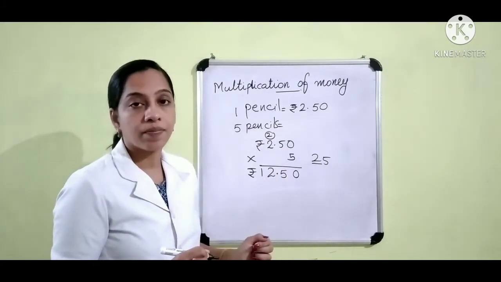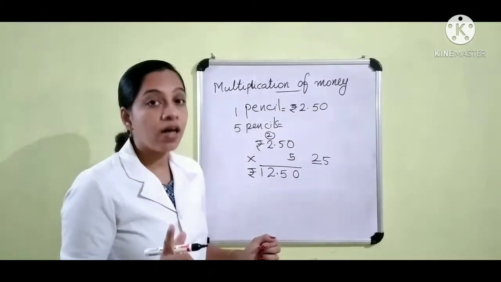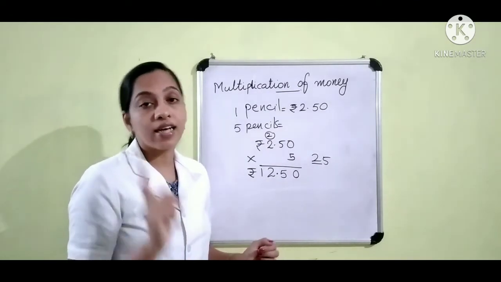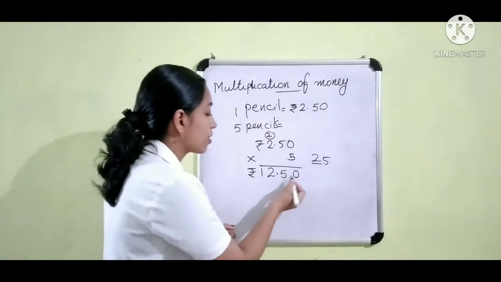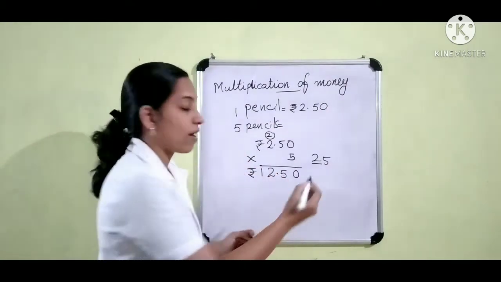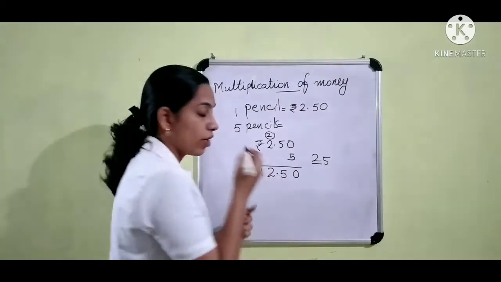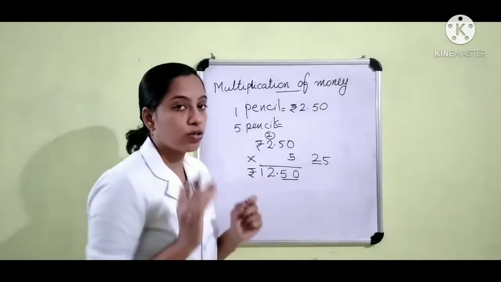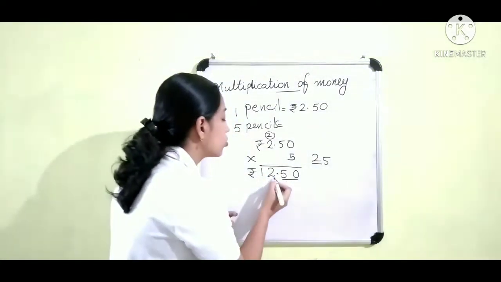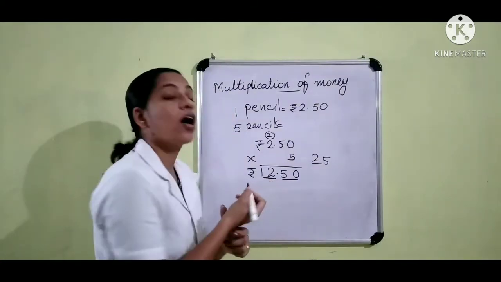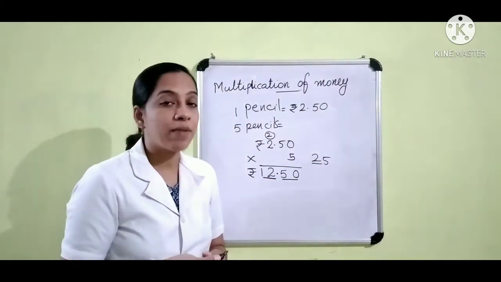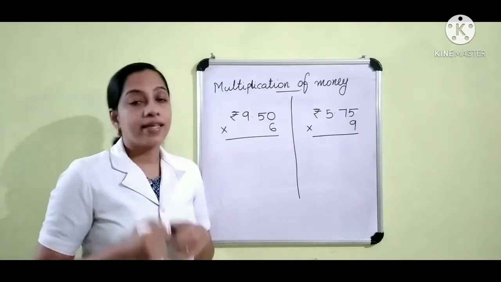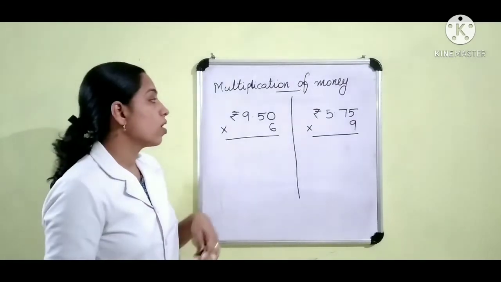Is it clear? You must remember to put the dot in the correct place, that is before the second digit from the right. We know the number to the right of the dot shows the paise and the number to the left of the dot shows the rupees. So in this way you can multiply the money. Let us solve two more examples.